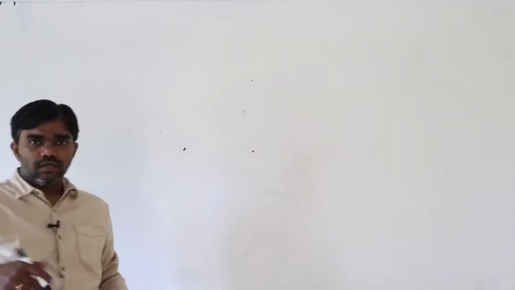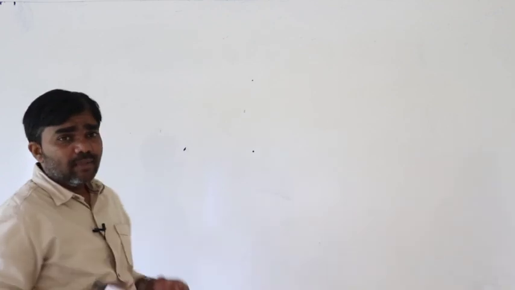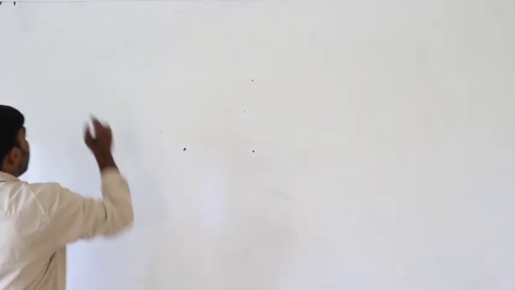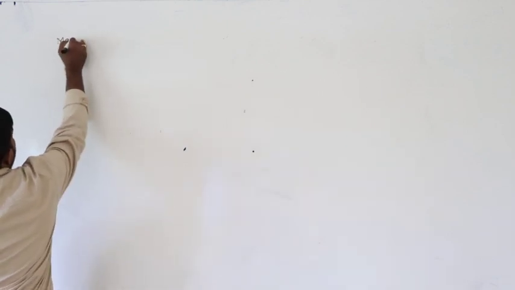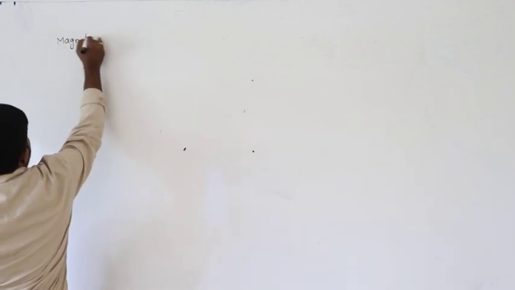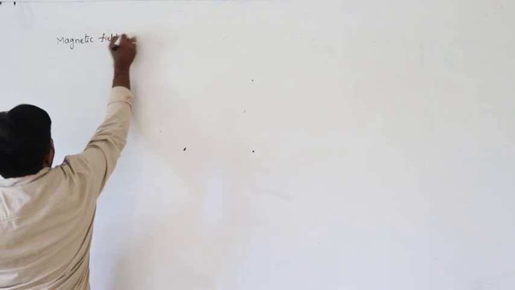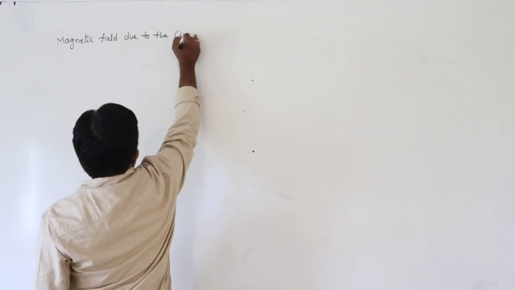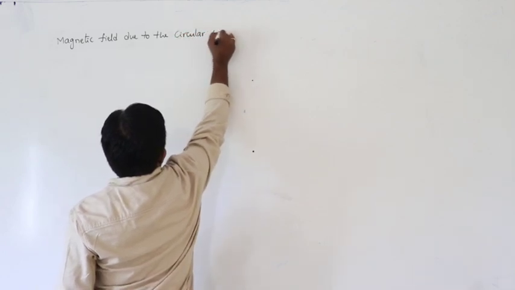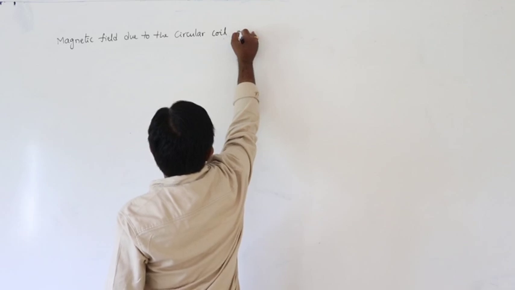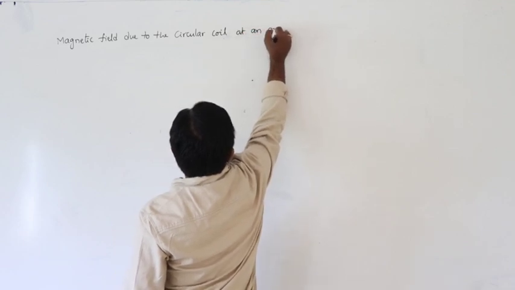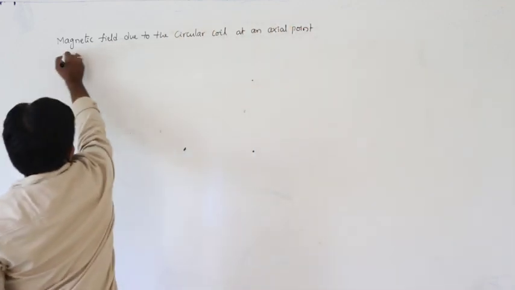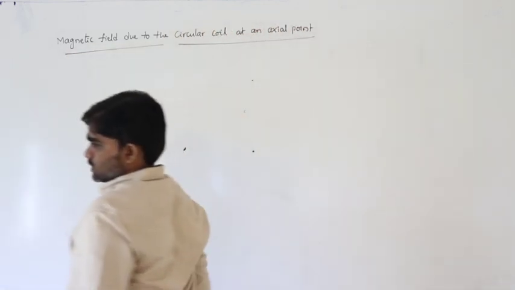So next concept we can do. Magnetic field due to the circular coil at the center we calculated now. Then what is the magnetic field due to the circular coil at an axial point? Magnetic field due to the circular coil at an axial point.